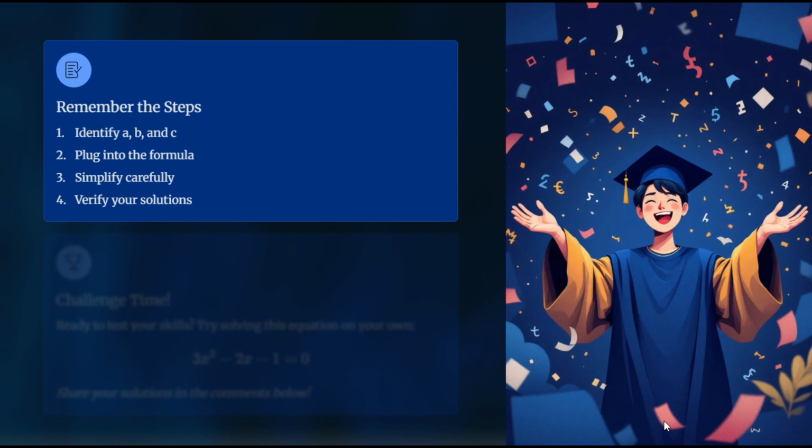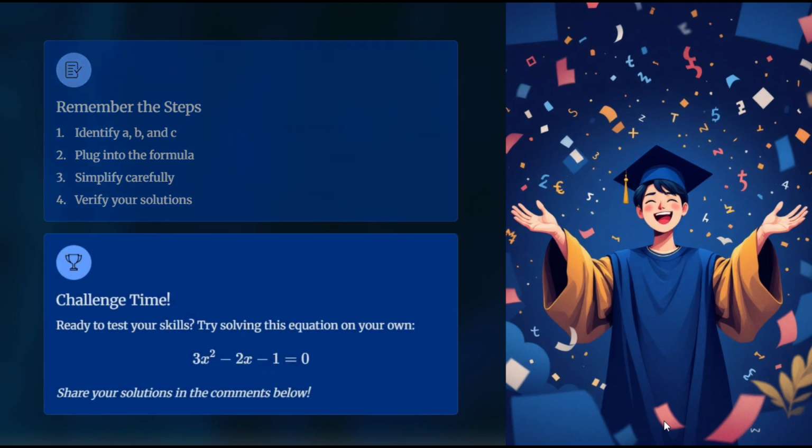So remember the steps. First, write your equation in standard form, ax squared plus bx plus c. Identify your a, b, and c coefficients. Then you'll be able to plug those into the formula, simplify the formula, find your solutions, and always verify your solutions.